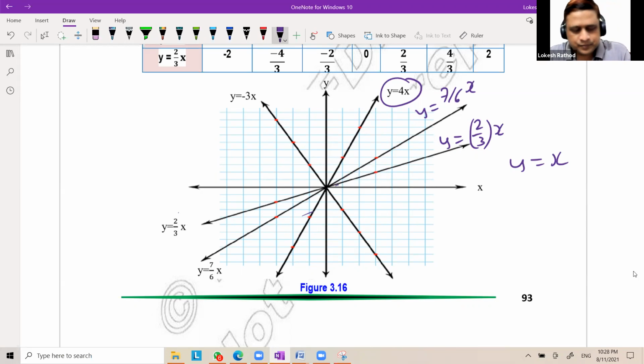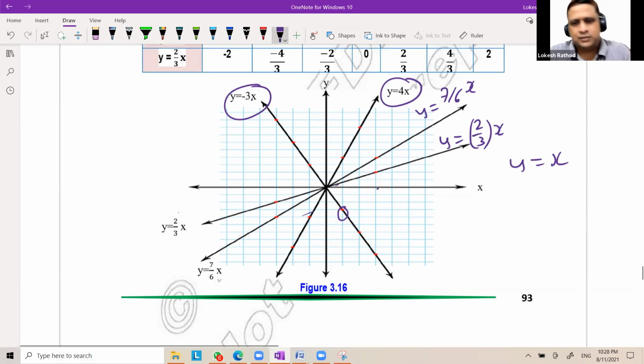So here, this is y equal to minus 3x. As you can see, it's a decreasing line. And how do you plot this line? One point is the origin, the other point you can simply put in. If you put x equal to 1, y equal to minus 3. So this is the point. You join the points. Similarly for everything. When you put x equal to 3, y equal to 2. So this is the point. Are you getting this?